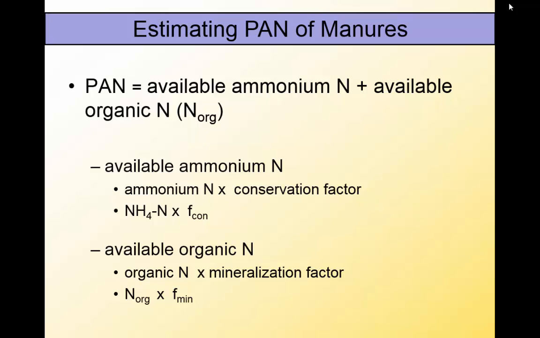So the plant available nitrogen is the available ammonium nitrogen and the available organic nitrogen. The available ammonium is ammonium N times the conservation factor, versus the available organic, which is organic N times the mineralization. Your inorganic can be lost as a gas, so you want to know how much you have conserved, how much you have prevented from being lost. Mineralization is about a release, how much of that bound up organic nitrogen was released. So plant available nitrogen is adding how you can prevent loss of ammonium, and how much is released as organic nitrogen, as mineralized nitrogen.